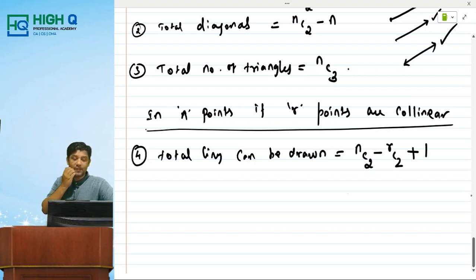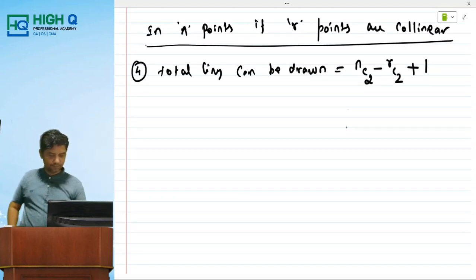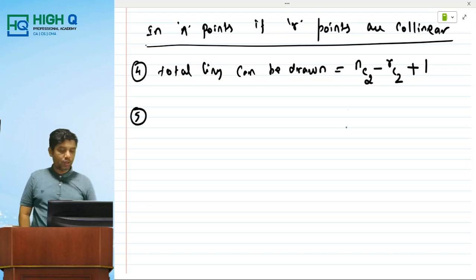Now listen here. In 20 points, if 7 points are collinear, what is the answer, my dear? 20C2 minus 7C2 plus 1. That is the total number of lines that can be drawn.